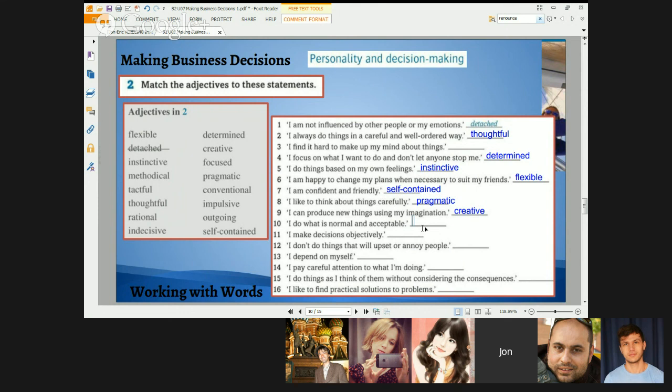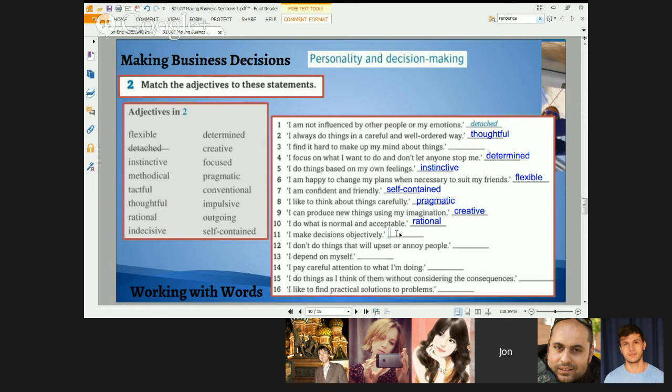I do what is normal and acceptable. You do only what is normal and acceptable, in other words. Nothing different. Acceptable. Self-contained. No. Rational. I couldn't hear you. Repeat. Rational. Is that a choice? Where's rational? Oh, it is. You're right. I didn't see it there. Rational. Okay.